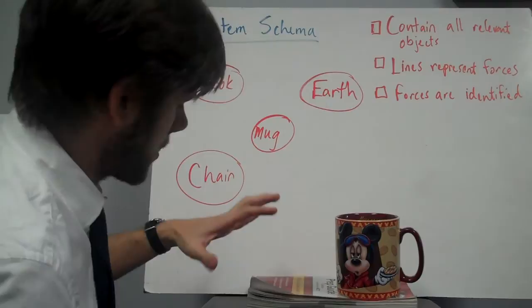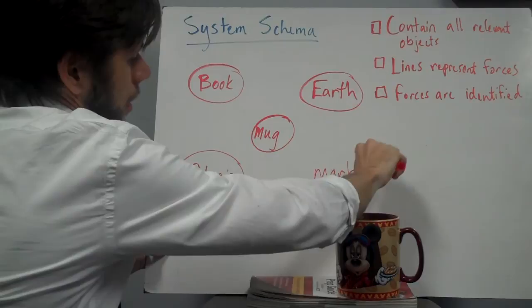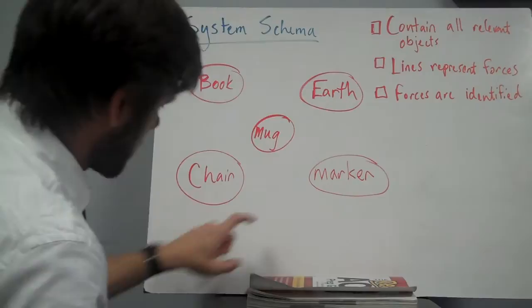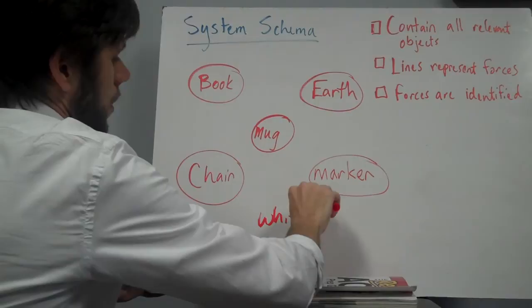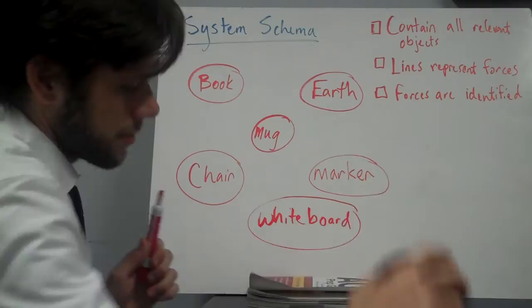I could do some other objects, though. There are other objects in this room. If I counted my marker that's sitting here on the chair, I could also say the marker, and I could put that on my board. I could also say, I'm going to move my mug so you can see, that the whiteboard is actually also here because it's present, so whiteboard. And this is a list of all of the relevant objects that are present when I look at this mug. So that's the first step of a system schema, is to identify all the different objects.